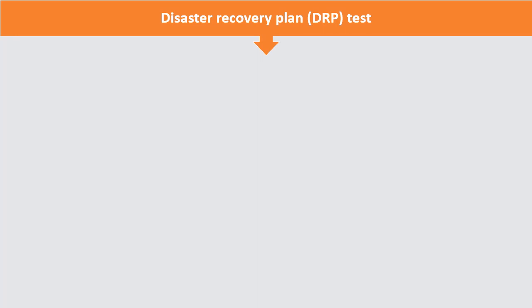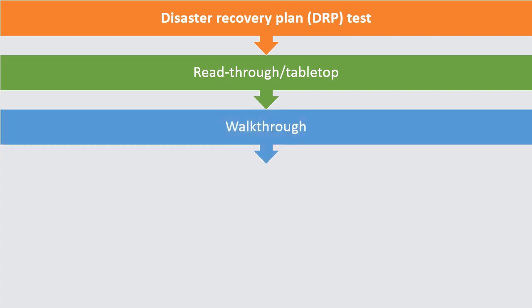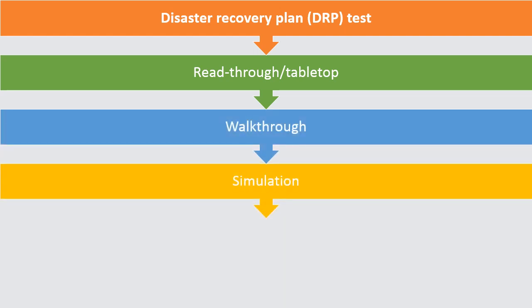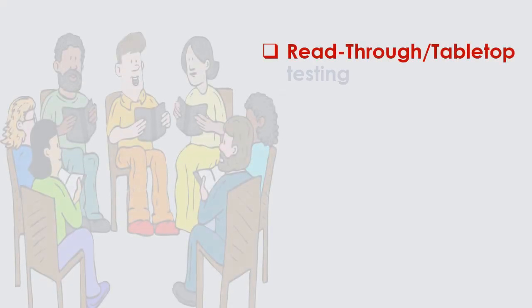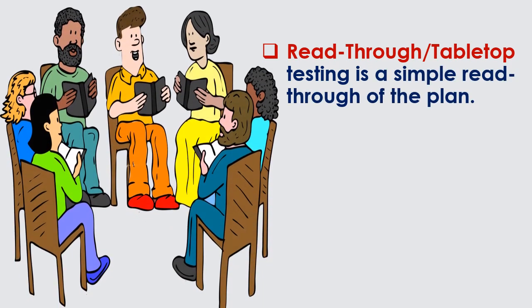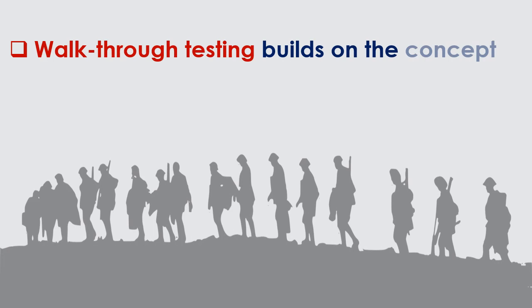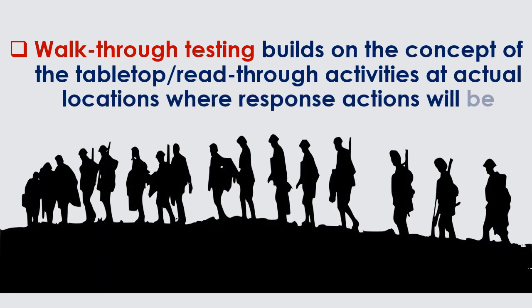Disaster Recovery Plan, DRP, tests are: read-through tabletop, walk-through, simulation, parallel, and full interruption. Read-through tabletop testing is a simple read-through of the plan. Walk-through testing builds on the concept of the tabletop read-through, with activities at actual locations where response actions will be performed.